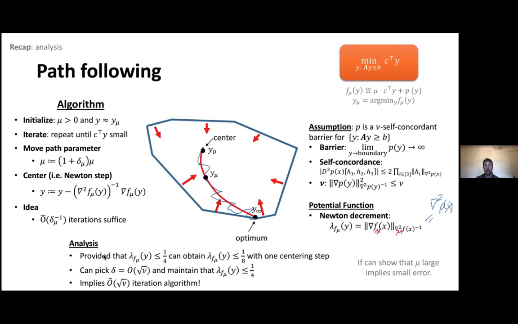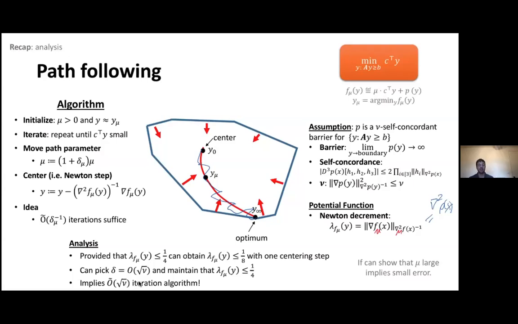All right. And I touched upon, we proved this in the special case of the log barrier. I'll prove it more generally today, that this implies the fact that we can increase the path parameter by a factor of 1 plus 1 over square root nu, where nu is the self-concordance barrier parameter. This implies a square root nu iteration algorithm up to logarithmic factors.